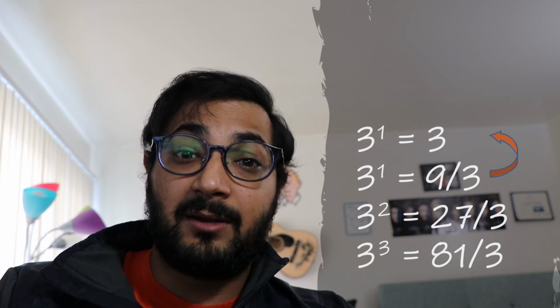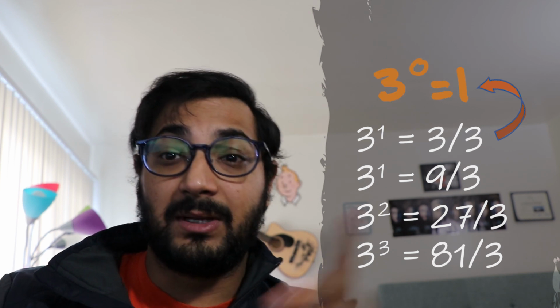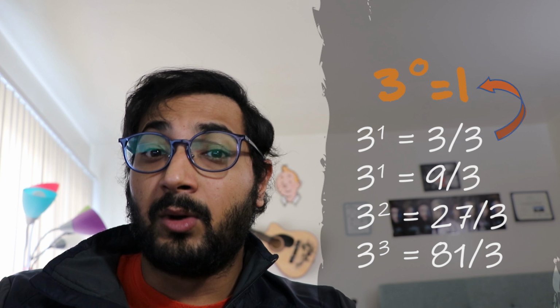So now if we divide 3 to the power 1 by 3, we get 1, which is the value of 3 to the power 0. That's what you see here. In fact, we can keep on going like this.